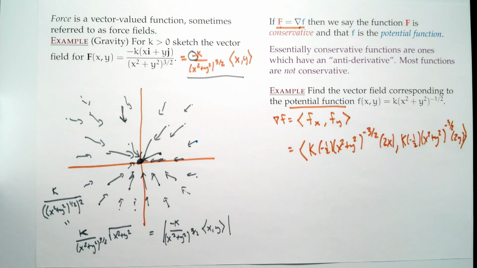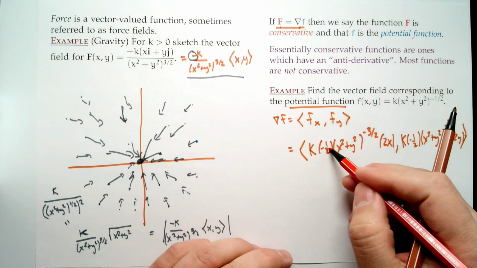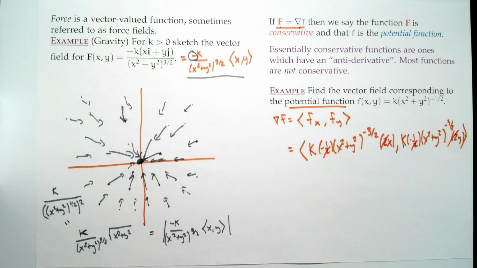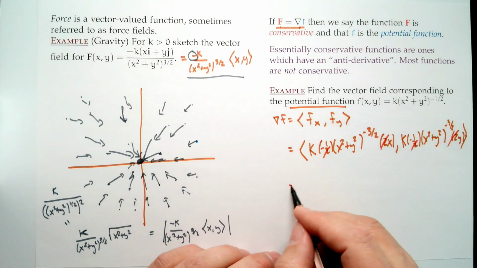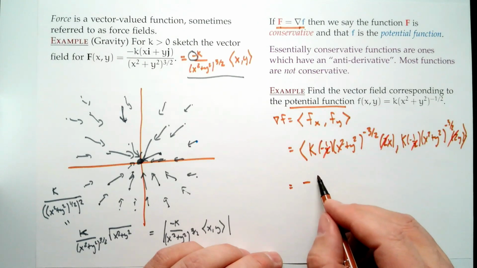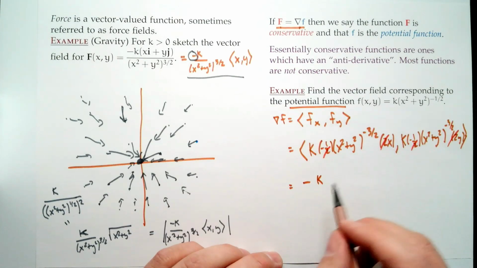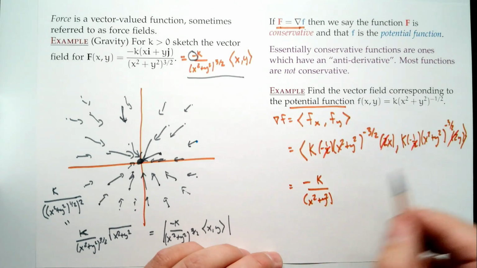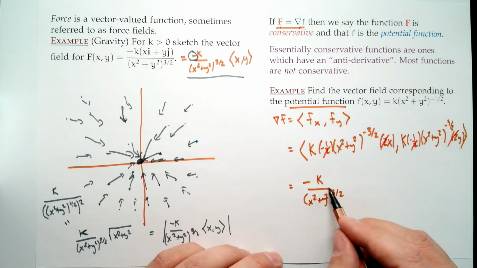Well, let's clean it up. Now, what are some things we can do to clean it up? We can certainly see that there's a 1/2 and a 2 in both entries, and those cancel. We can also pull out what's in common. Well, they both have negatives, so we'll pull out a negative. They both have k's, we'll pull out a k. They both have x squared plus y squared to the negative 3/2. I'll write that as x squared plus y squared to the 3/2 in the denominator.